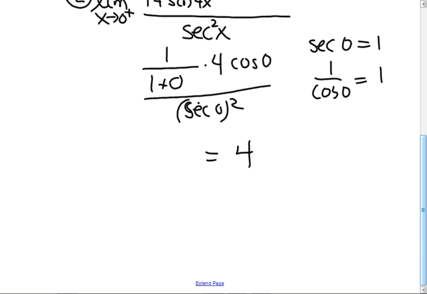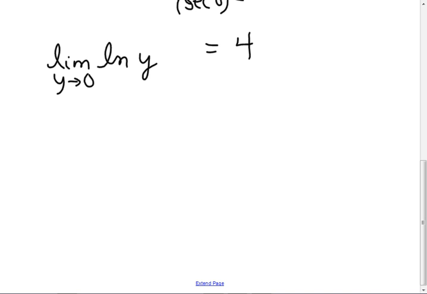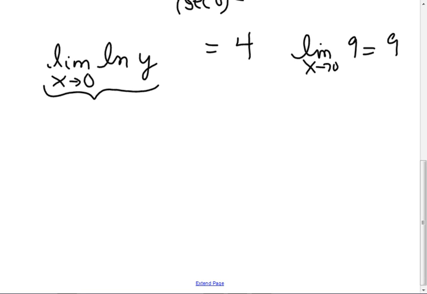On the left side, we have the limit as y goes to, was it 0? Was it infinity or 0? 0. You got it right there in your sheet. And it was the natural log of y. Now, when I take the limit of the natural log of y, does that affect anything? If this is not y going to 0, but x is going to 0. What's the limit as x goes to 0 of 9? That's 9. So what's this limit going to be? Not y itself, but the natural log of y, which is equal to 4.